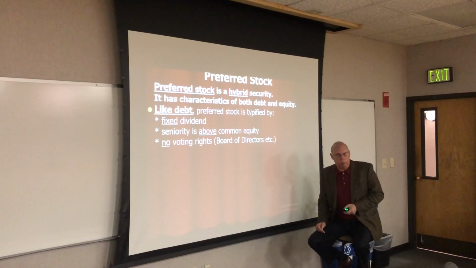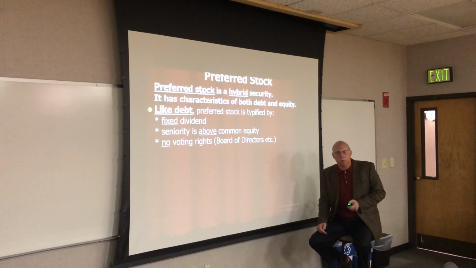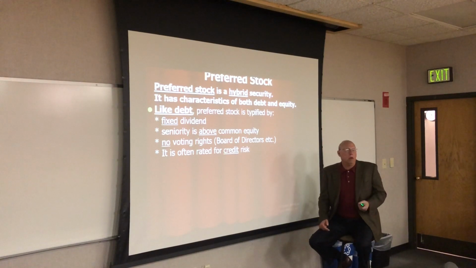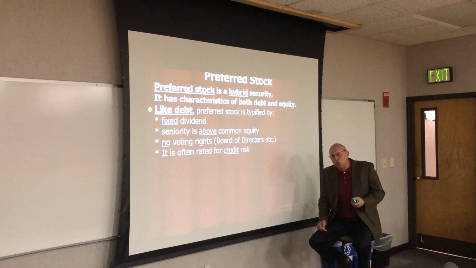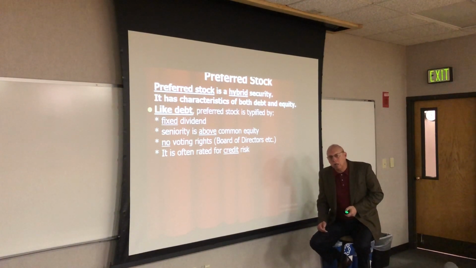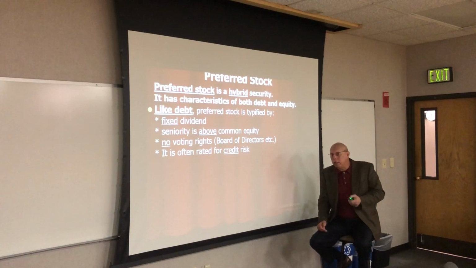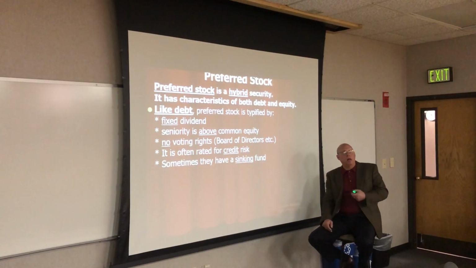All right, no voting rights by the preferred stockholders. They don't get to elect the board members. That's common stockholders. And the rating agencies, there are companies out there that assess your securities to see how safe they are, to see if you as the issuer of the company is in a good position to pay the interest or dividends and the principal back. And so you want to have a high rating. And so preferred stock is often rated for credit risk. Credit risk means, can you pay your interest and your principal? That's what credit risk is. All right, sometimes these companies have what's called a sinking fund.